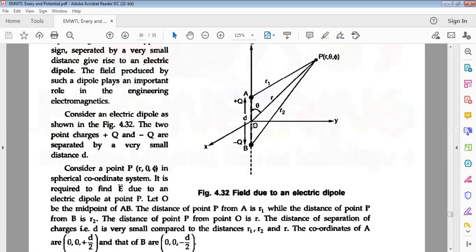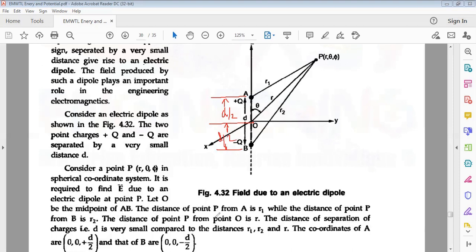Let O be the origin, the midpoint of A and B. Origin is O here. It is the midpoint of AB. So the distance from A to the origin O is d/2, and the distance from the origin to the point B is d/2, because the distance from A to B is d.